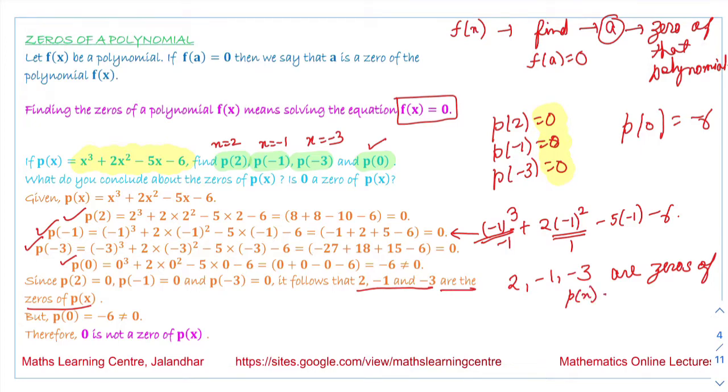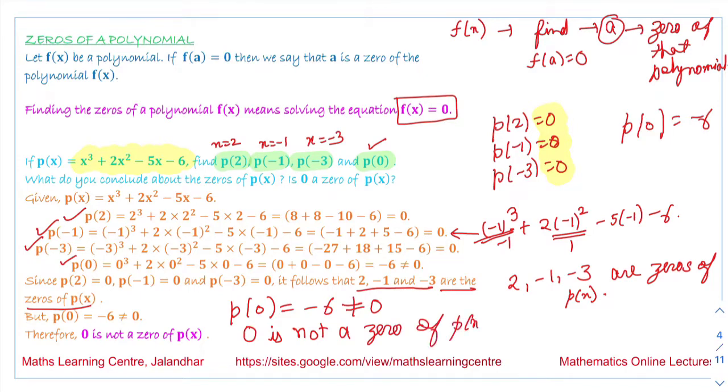But what we see from here is p of 0 is equal to minus 6 and this is not equal to 0. So it means 0 is not a zero of px. The things may seem a bit confusing to you, but the number 0 and finding the zeros of a polynomial, these are two different things.